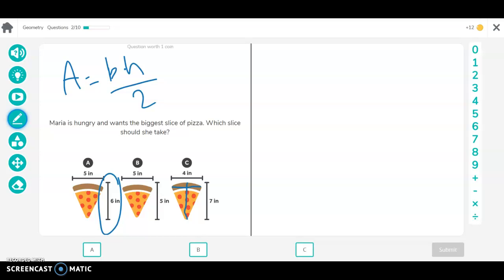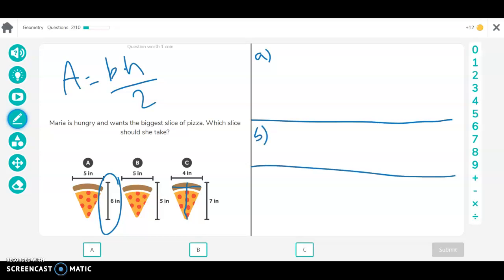Area equals base times height divided by 2 for all of those, and then you're going to figure out which slice is the biggest. So I'm going to do these really quickly over to the side so you can see, and we're just going to do some comparison. I'm going to just split it off real fast. Hopefully this won't take too long.